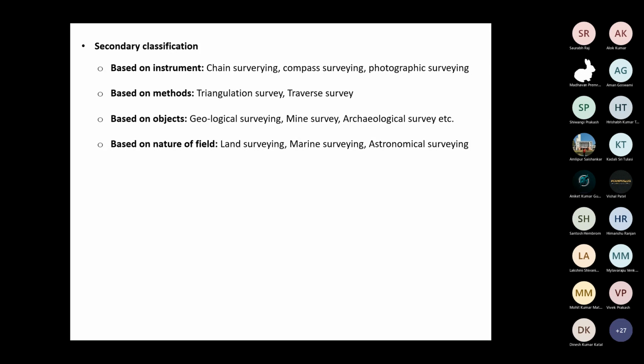Based on nature of field, land surveying, marine surveying, astronomical surveying. Have you heard about astronomical surveying? Anyone? Sir, in space, by seeing the stars, we can do the measurements. Okay, this is astronomical survey. This is a different type of survey. The position of the stars will help us to know some measurements. So you can classify the survey in different ways.